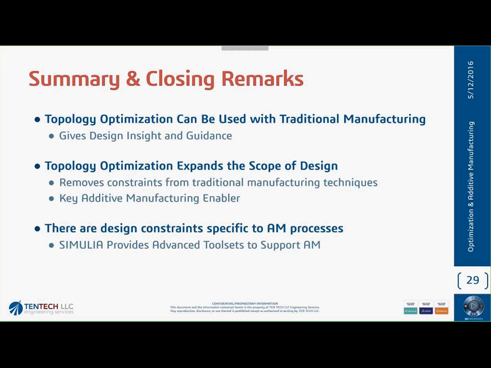Topology optimization gives us good insight and good guidance, even if we use CNC or other traditional methods. So do not shy away from topology optimization because you don't want to use additive manufacturing. There's still a great deal of information we can get out of it. It expands the scope of the design. If you want to move into additive manufacturing, then the potential of the tool is much, much higher. All of a sudden, we can create more interesting or more functional shapes and make them.